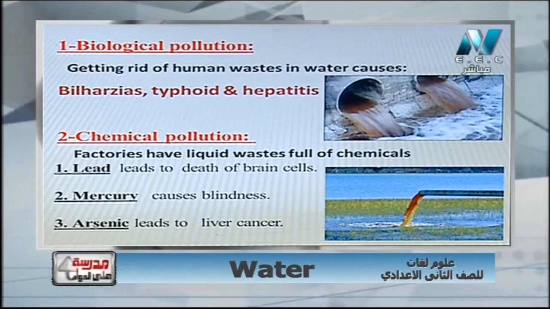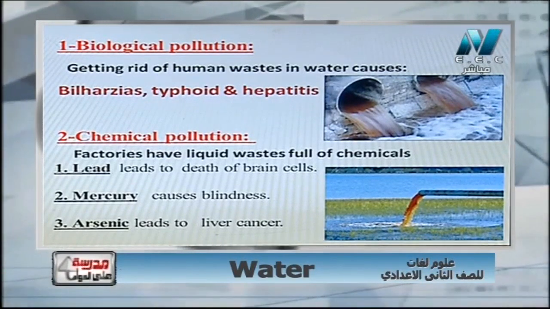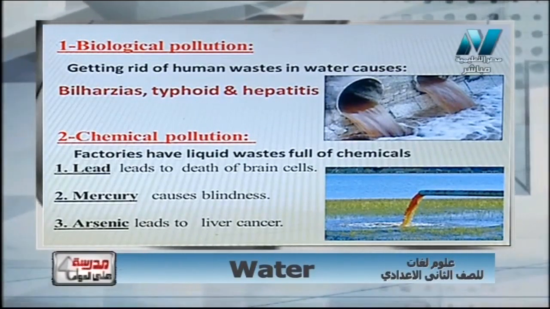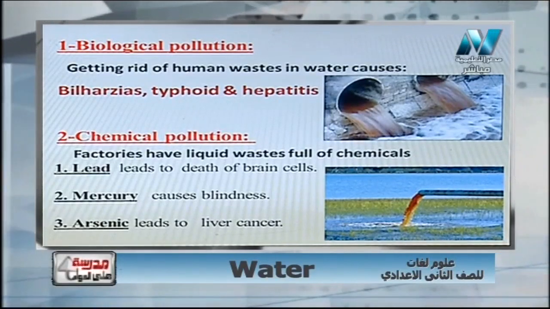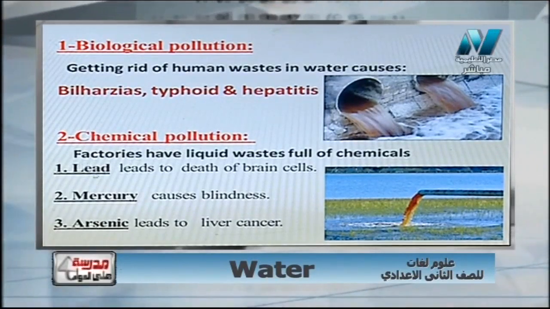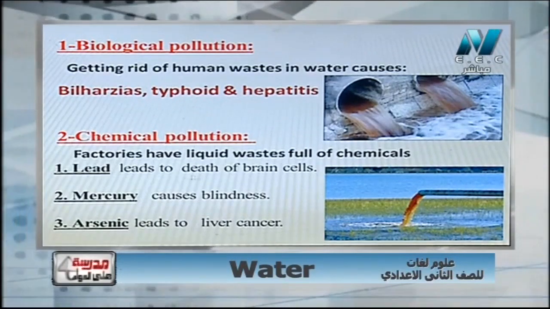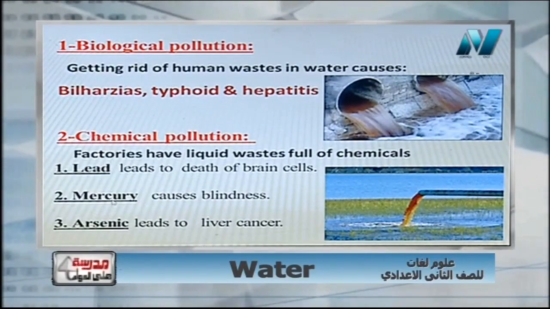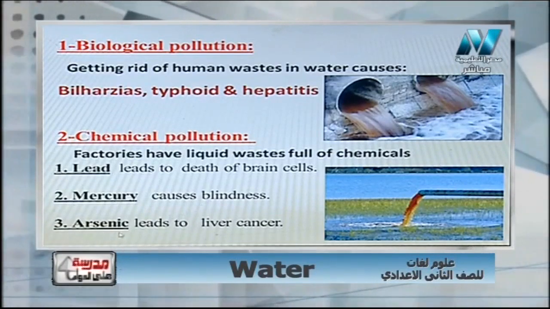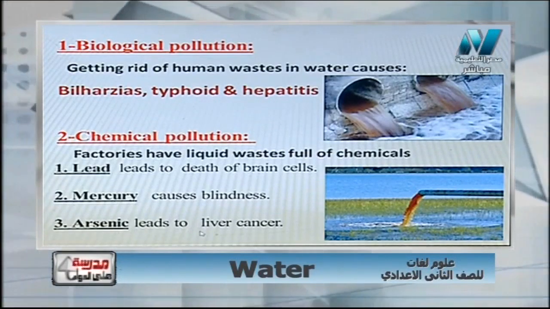The second type is chemical pollution. What's the chemical pollution? This is due to the factories, and it gives lead. The factories have a high percent of heavy metals. Lead causes death of brain cells. The mercury causes blindness. Arsenic leads to liver cancer.